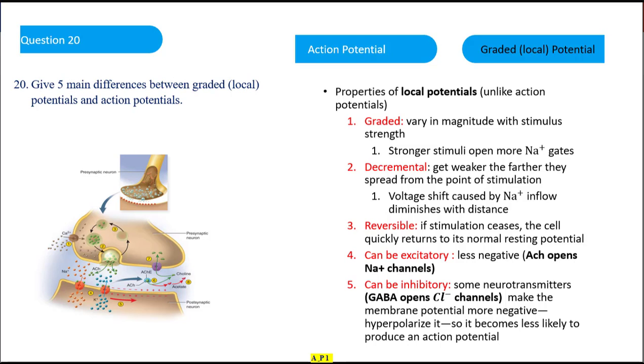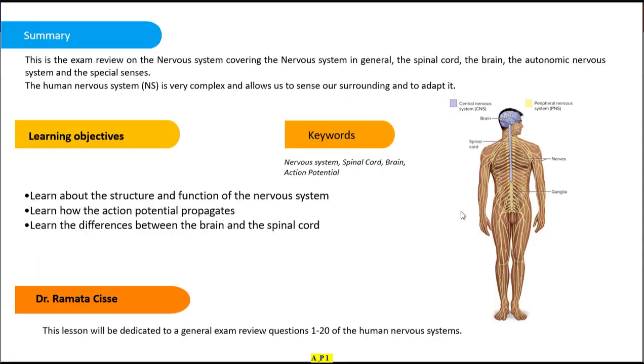So these are the 5 things we need to know about the graded potential, about local potential. It's the same thing, graded or local. In an action potential, we saw the graph. We know either it happens or it doesn't happen.